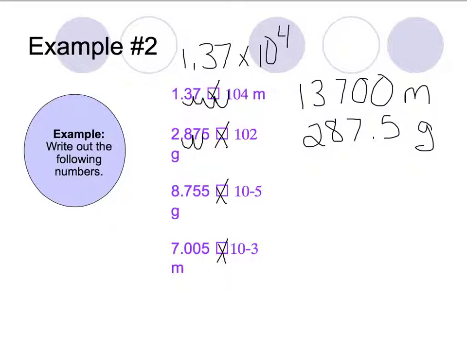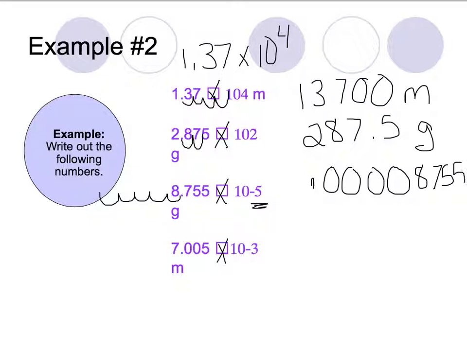Now all of a sudden we have a negative exponent. Negative means it's going to be less than 1. So the only way we can move it is we move it in front. And we moved it 1 time, 2 times, 3 times, 4 times, 5 times. So this becomes 0.0000875. Now, how can we double check that? It says to the negative fifth. Well, let's see. If we move 1, 2, 3, 4, 5, we're back there. Perfect.